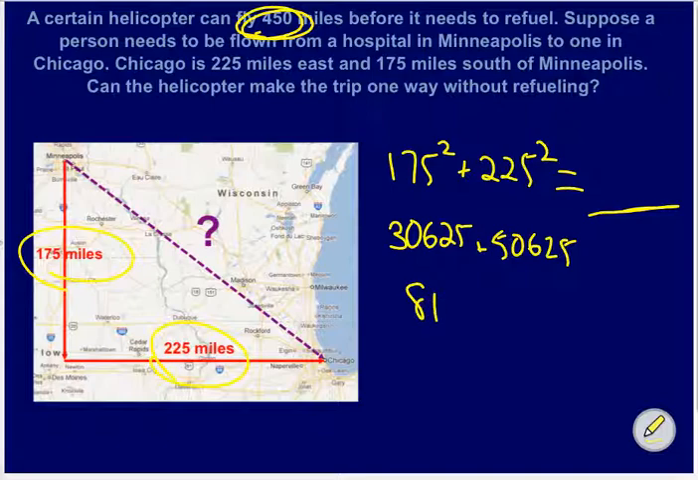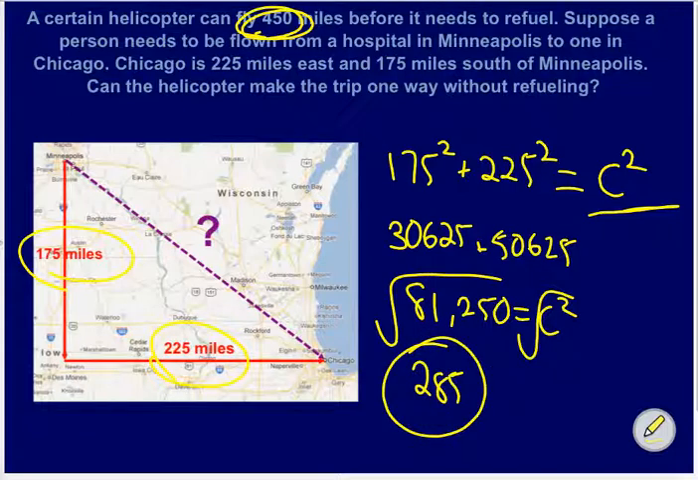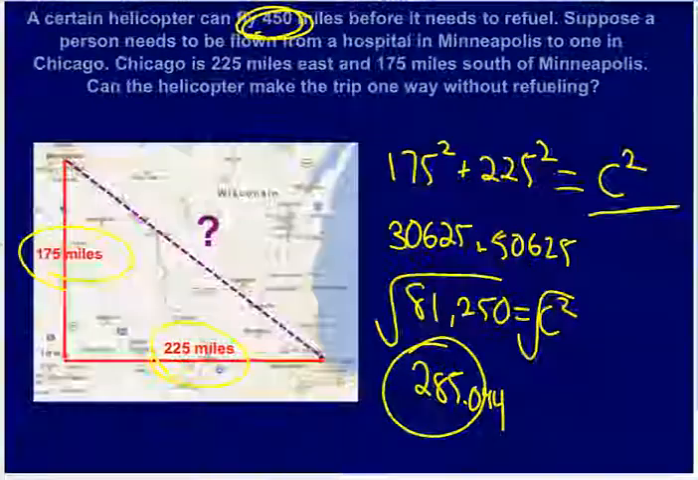So if I add those two together, that's 81,250. But remember, it's that number squared, so I need to take the square root of that to get my answer. So the square root of that is going to be 285. It's 285.044, but I'm more interested in the fact that it's less than 450. So yeah, 285, no problem. I can fly from Minneapolis to Chicago.